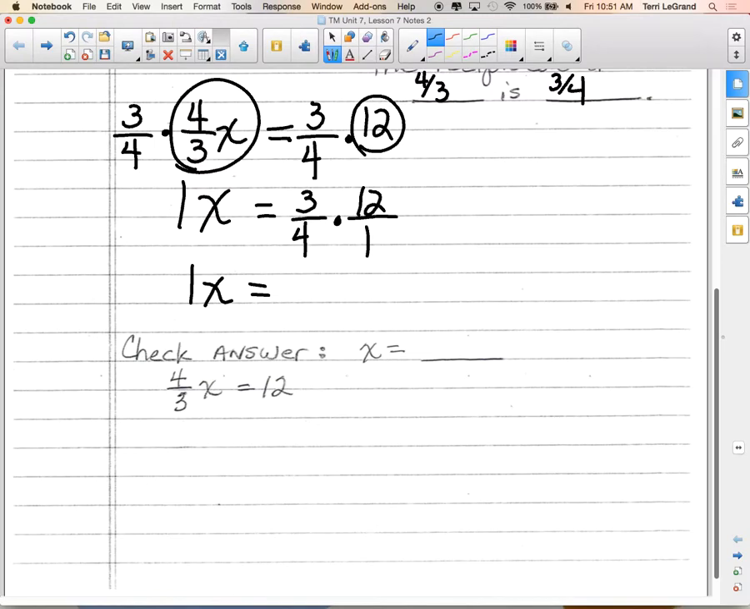What's 3 times 12? 36. Upstairs, 3 times 12 is 36. What's 4 times 1 downstairs, class? 4 times 1 is 4. So now we're going to end up with 1x equals whatever 36 divided by 4 is. You go figure that out. What is it? 9.